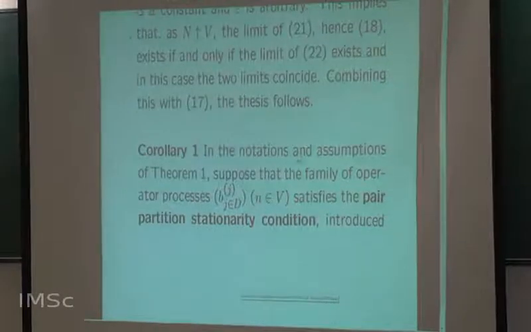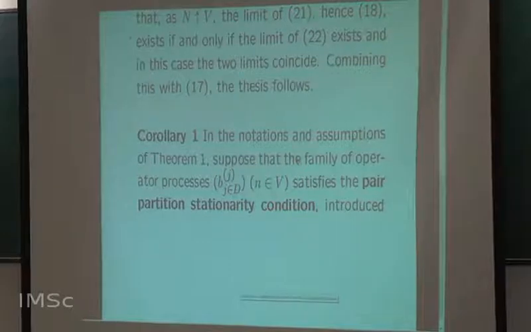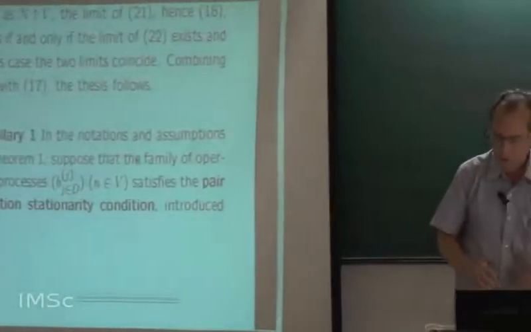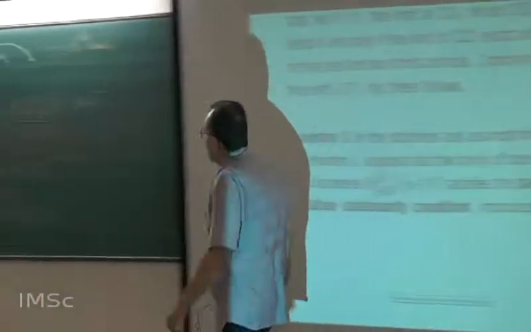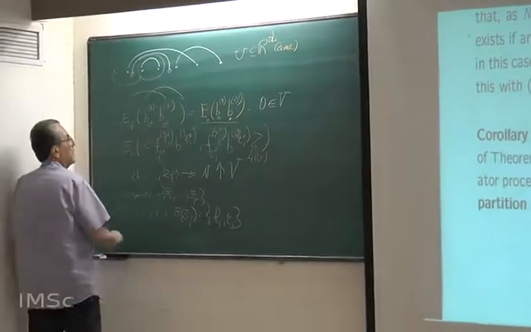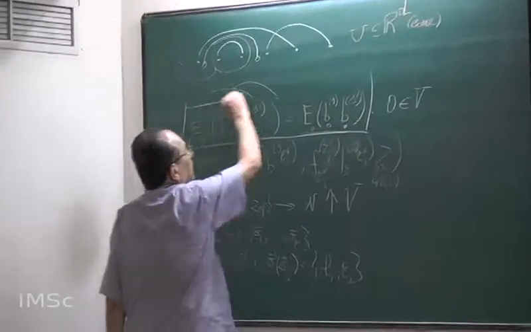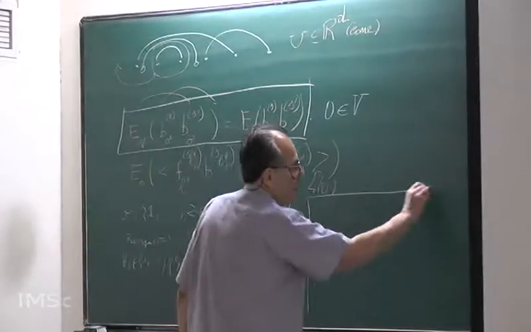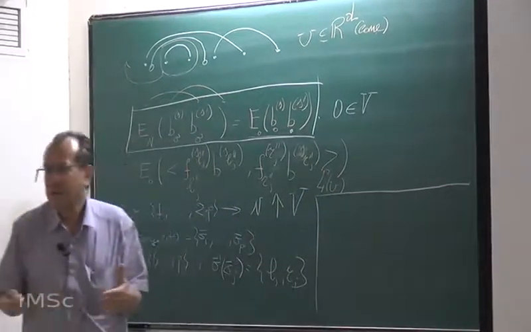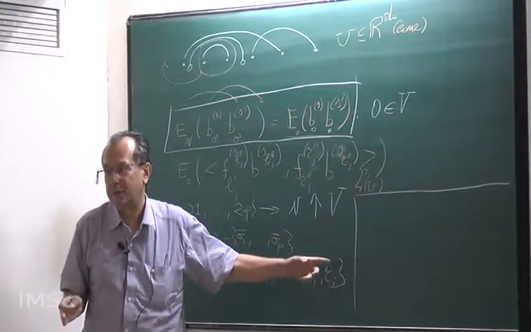I just want to conclude with the corollary. We have proved that the limit exists. I want to say that if there is a stronger stationarity condition, this stationarity condition takes care only of the covariance. But there is a general form, a general assumption that will include all known central limit theorems of this form.